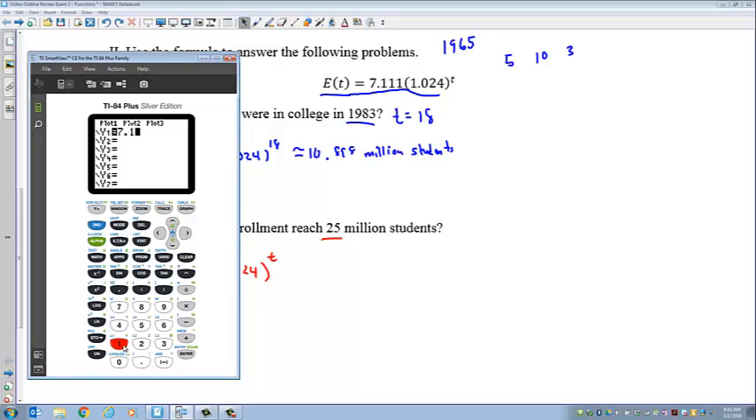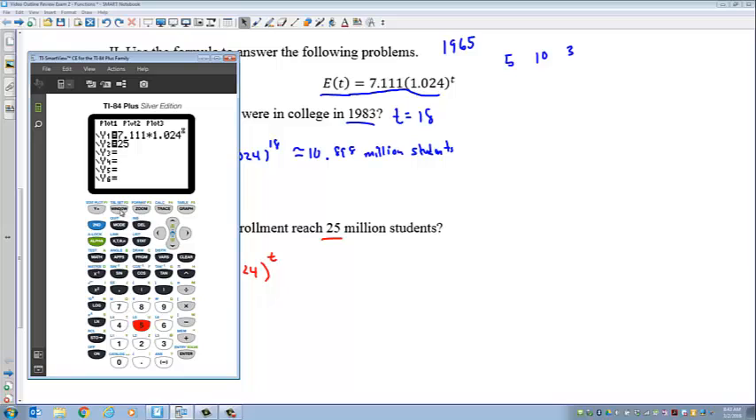And we just come up here and we put in the formula. So 7.111 times 1.024 raised to, now here you don't have a t button, so you just use the x. That's your input variable. And then here you're going to put 25. So you put the formula in the first line and 25 in the second. You have to make your window.